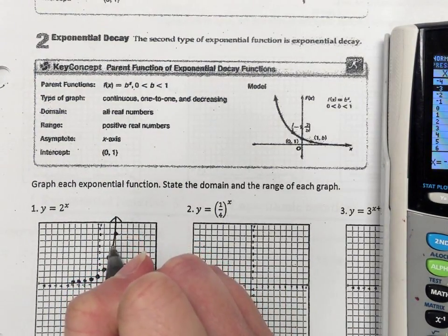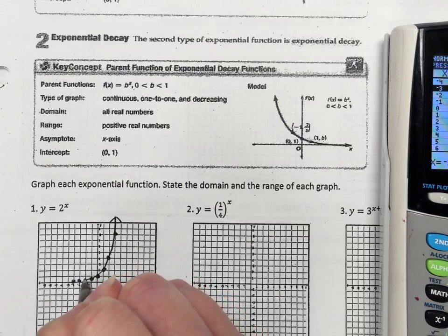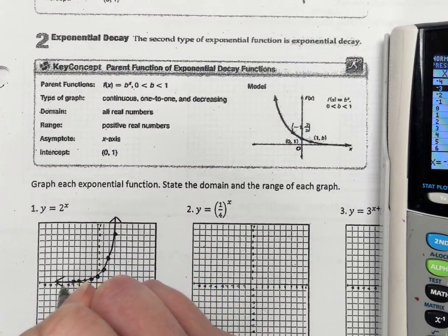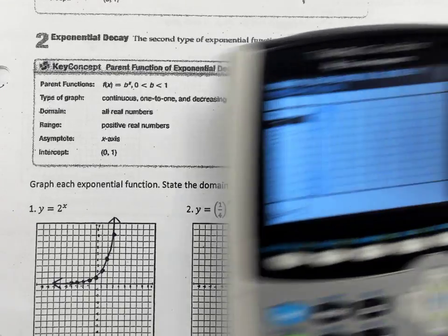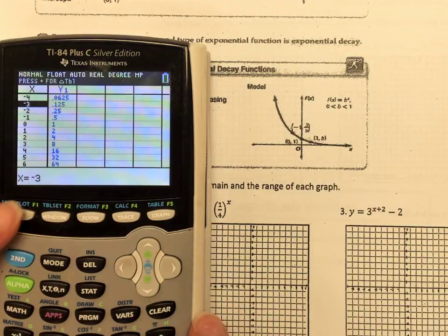So here you go. Connect all your dots, but do not let it go below the x-axis, okay? Do not let it go below the x-axis. It does not cross over. Pretty easy, right? All right, let's go to number 2. Let's do all these first, and then we'll do domain and range.